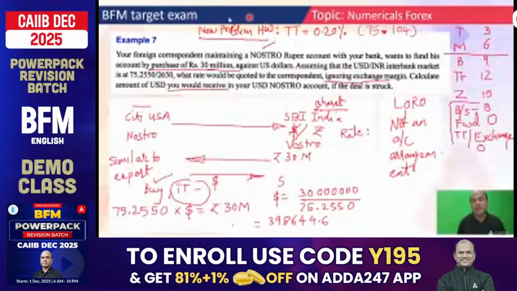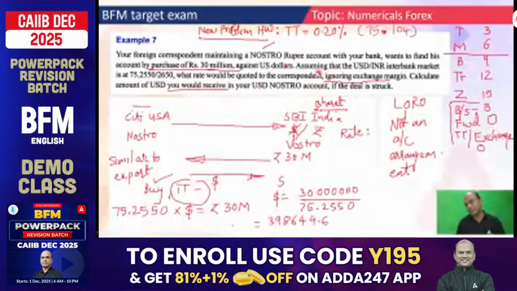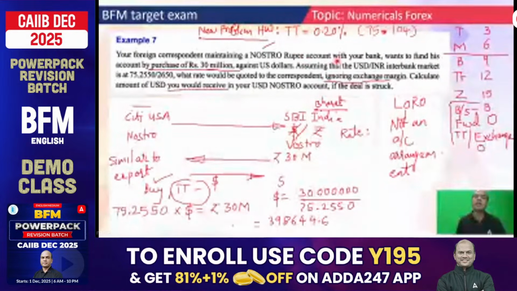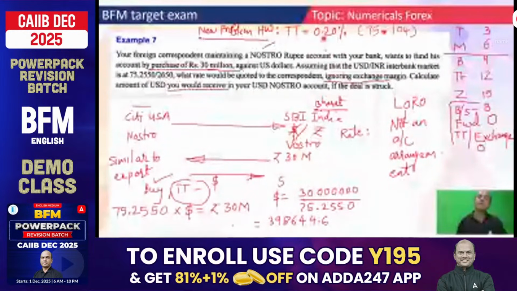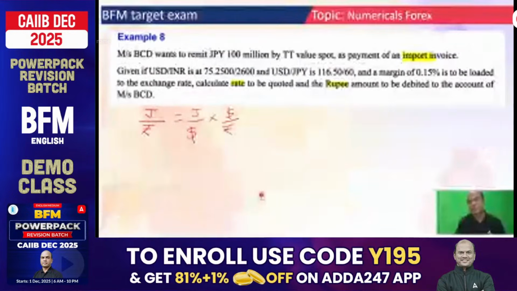Now I'll give you one homework. In homework, TT is given as 0.2%. I'll give the TT also over here now, 0.2%. And now you give me this dollar amount later. Now you do it as homework. Okay. TT, this is a buy transaction. So TT will be subtracted. So subtract the TT from whatever rate is given, 75.2550 minus this TT. And then divide it. Division is required because you are finding dollars over here, not rupees.